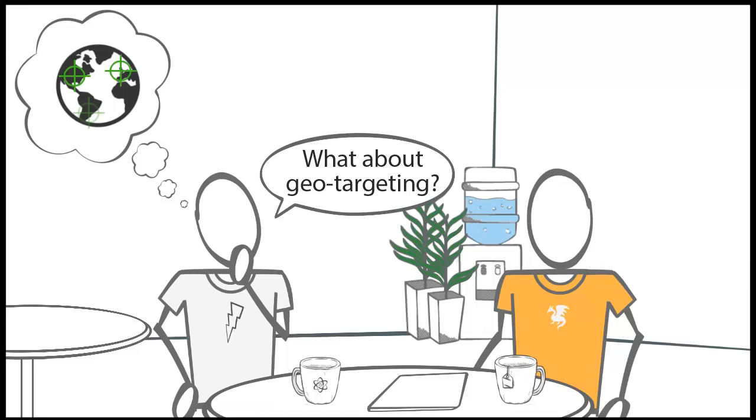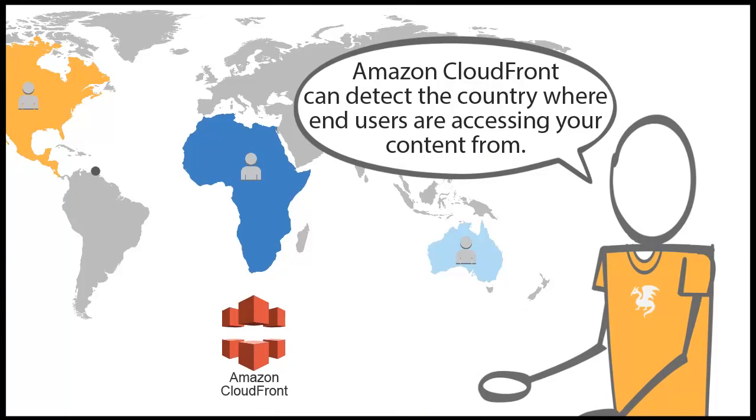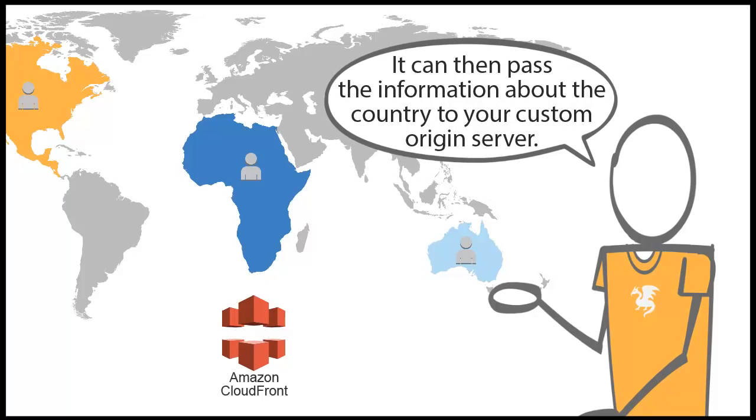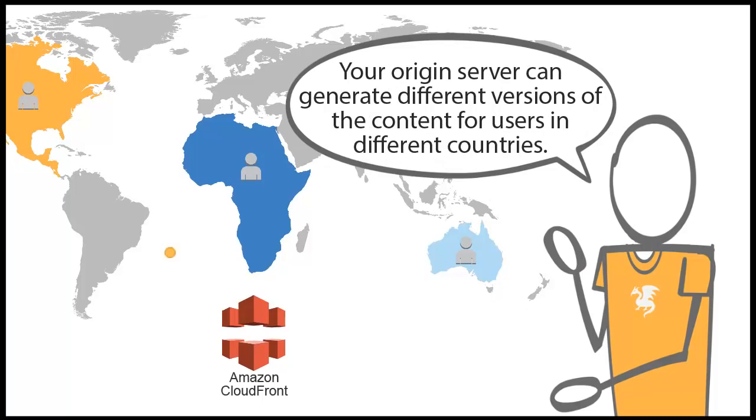What about geo-targeting? Amazon CloudFront can detect the country where end users are accessing your content from. It can then pass the information about the country to your custom origin server. Your origin server can generate different versions of the content for users in different countries.